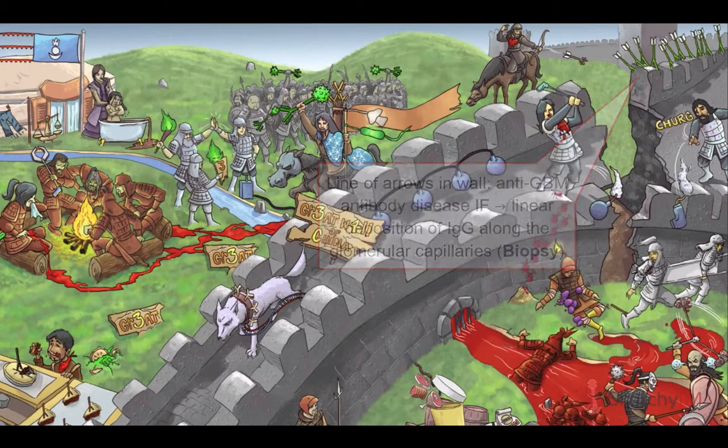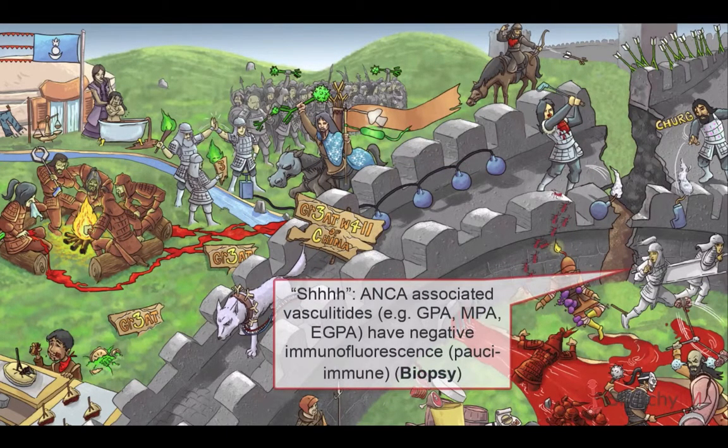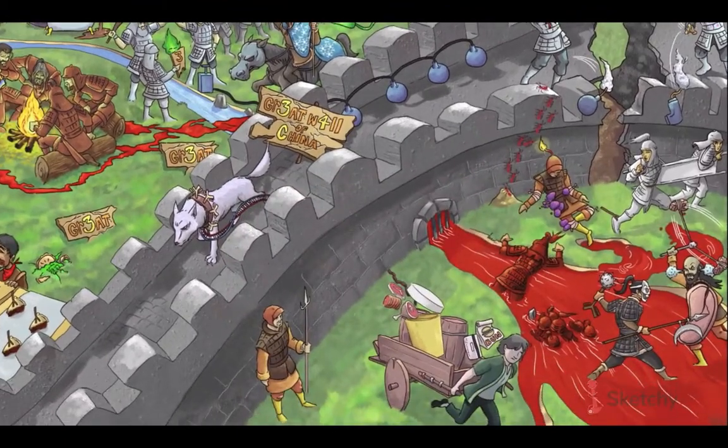Classic finding right there, my friends. And how about those ANCA ones? You know, GPA, eGPA, and MPA, or whatever. On immunofluorescence, those ones show, get excited, absolutely nothing. Yep, they're called pauci-immune. Hence the shushing going on over there. Just keeping it quiet. Sneaky, sneaky.